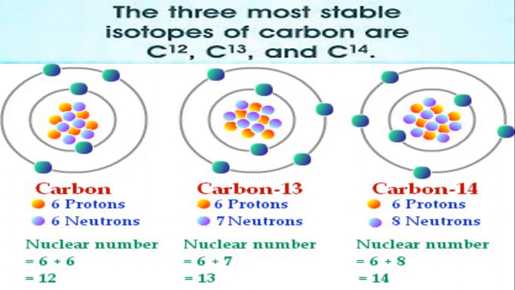Many isotopes occur naturally. Usually, 1 or 2 isotopes of an element are the most stable and common. Different isotopes of an element generally have the same physical and chemical properties. That's because they have the same number of protons and electrons.